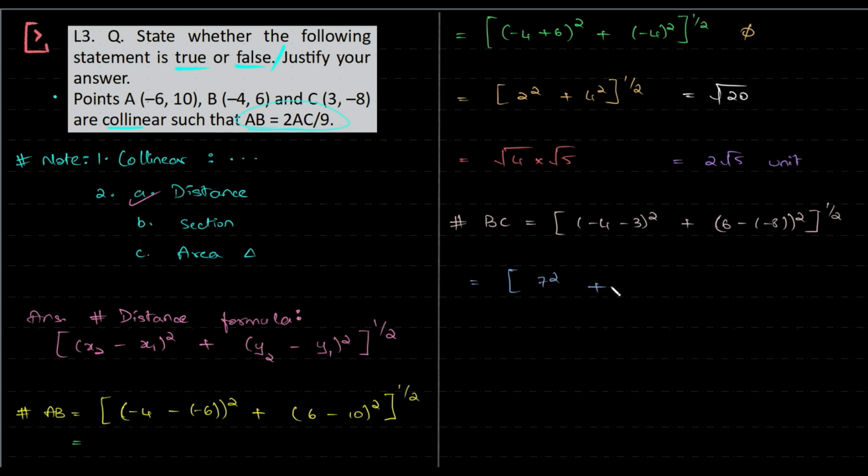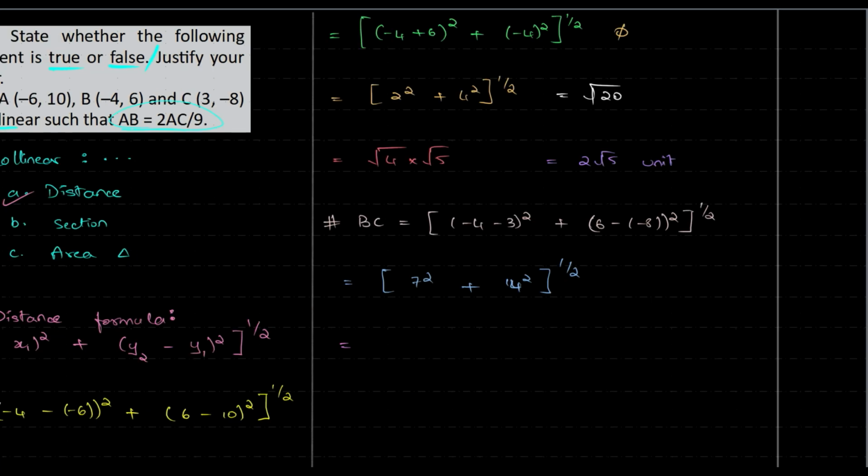7 square plus 8 plus 6. 8 plus 6 is 14, so 14 square. Either I can expand it, so on and so forth, or I can do one more thing. How can I reduce the calculation? See, 7 square plus 14 square, what is common? 7 square is common. Okay, let me explain it over here.